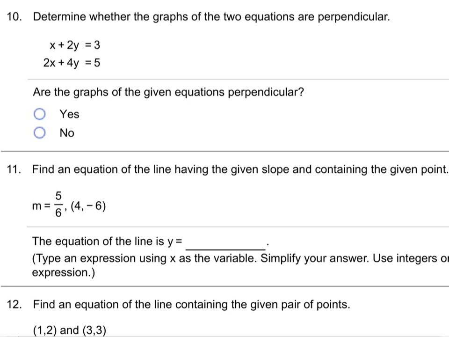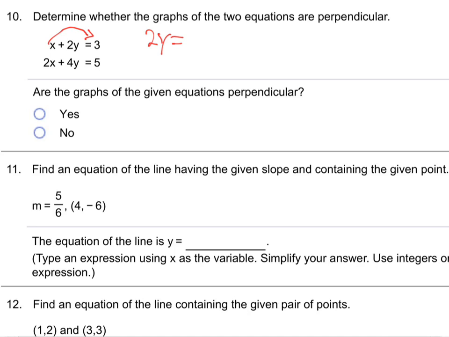Just get the slope. It's all about the slope. So how do you find slope? Get y alone on both of those, and then compare the slopes. I'm going to get y alone in both equations, and the slope will be the fraction next to x. So I'll jump this x over there.